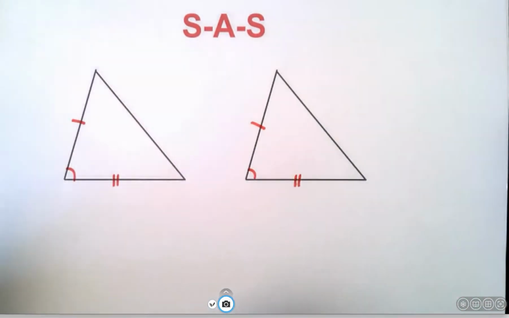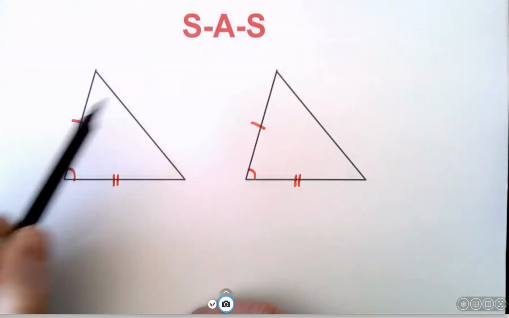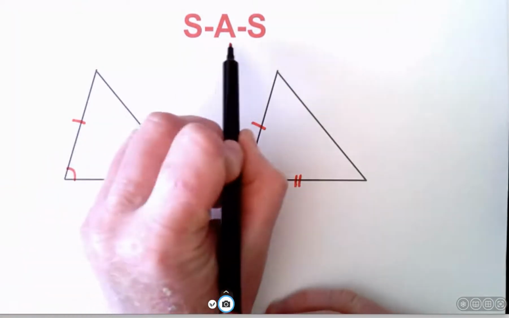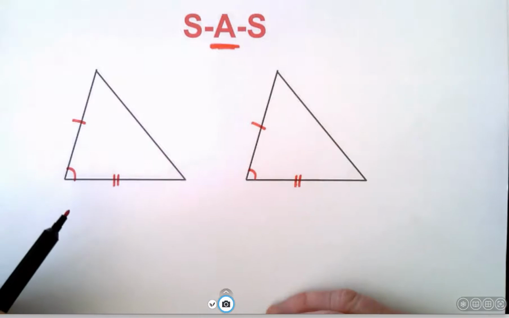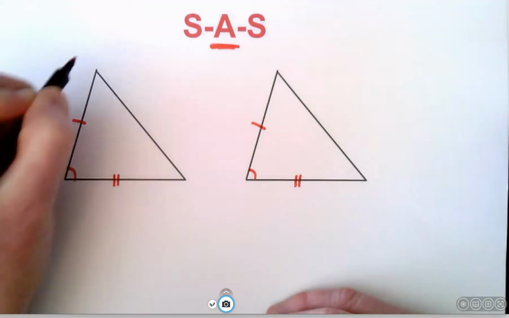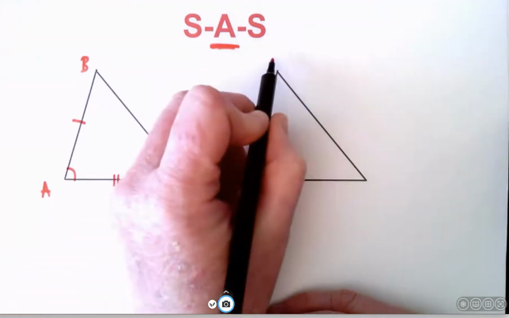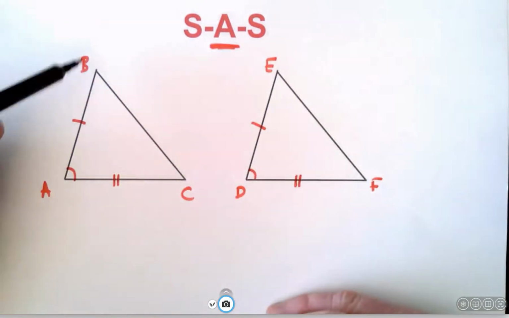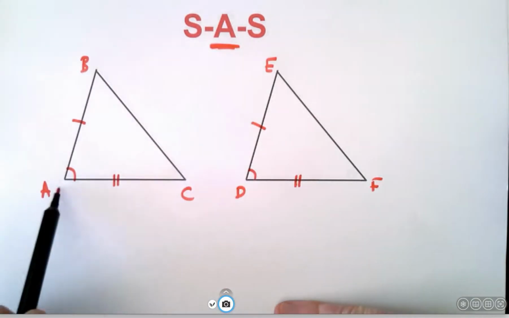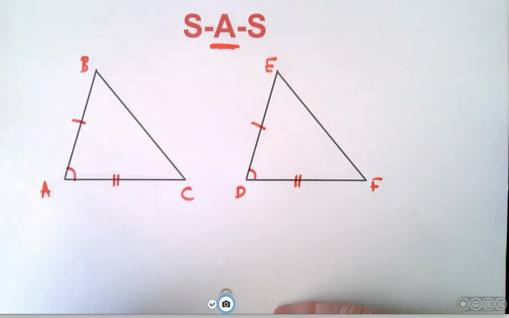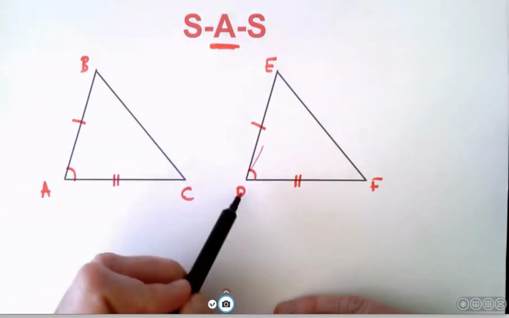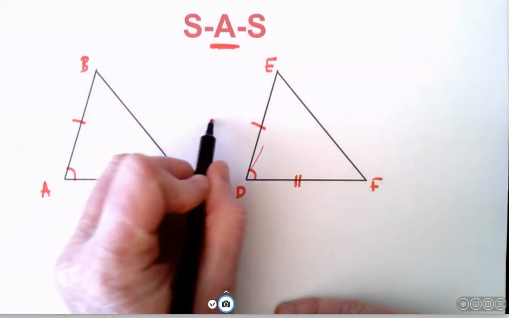Side-angle-side. If we know that a side and another side, and the angle in between them, which has to be in between them, that's why it's in the middle, are congruent, then we know that the triangles are congruent. So we have ABC, and let's call this one DEF just to be different. If we know that AB is equal to DE and AC is equal to DF, and we know that angle A is equal to angle D, we know that those triangles are congruent. So we have a side, an included angle, and another side. They are congruent.